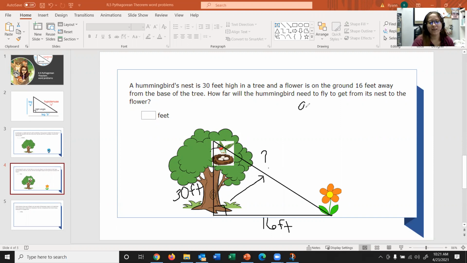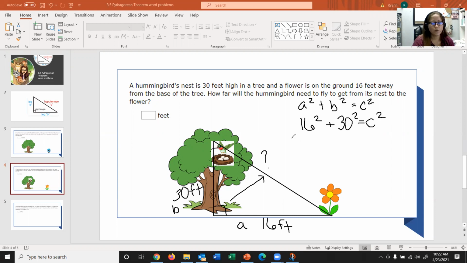So we're going to use the formula again. We're going to say a squared plus b squared is equal to c squared. Now, in the last question, we labeled this side as A and this side as B, so we're going to switch this. We're going to say that 30 is B and 16 is going to be A, because it does not matter which one you use, you just have to use both of the numbers for A and B. So A squared is 16 squared plus B squared is 30 squared, and we're still trying to figure out what C squared is.